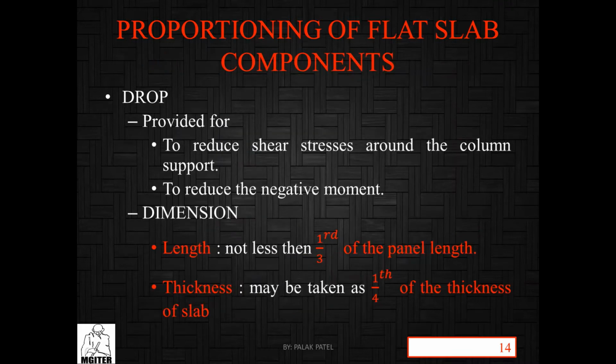Second, a drop reduces shear stress around the column support and reduces negative moment. Why do we provide a drop? Because it reduces shear stresses and reduces negative moment. And the dimension: length is 1/3 of the panel length and thickness is 1/4 of the thickness of the slab. You can see there is a drop dimension; the length and thickness depend on the slab, on the panel, right?